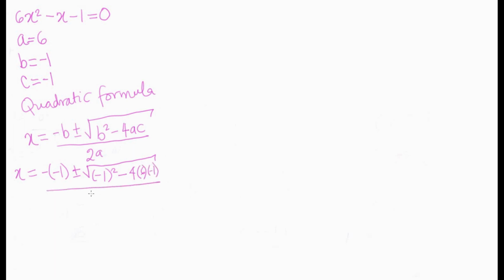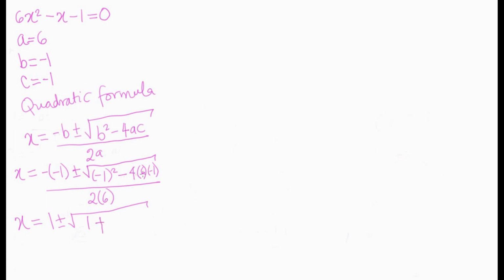over 2 times 6. So x equals -(-1), that's +1, plus or minus -1 squared is 1, minus 4 times 6 is 24, but 24 times -1 is -24, but we still have this value here that is negative, so the negative here and the negative here are going to basically become positive.